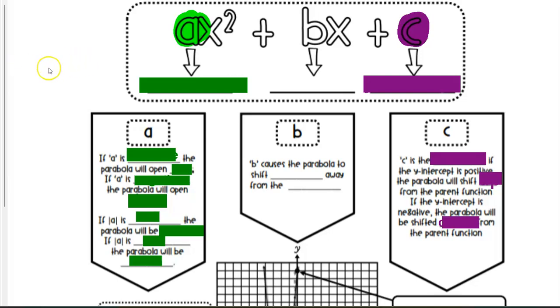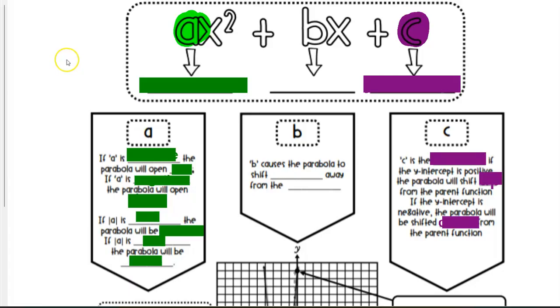Today, we're going to talk about standard form and vertex form of a quadratic equation. First, we're going to talk about standard form. So you see on your screen here, ax squared plus bx plus c is standard form of a quadratic equation.